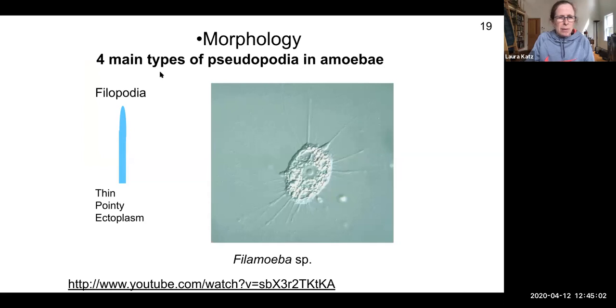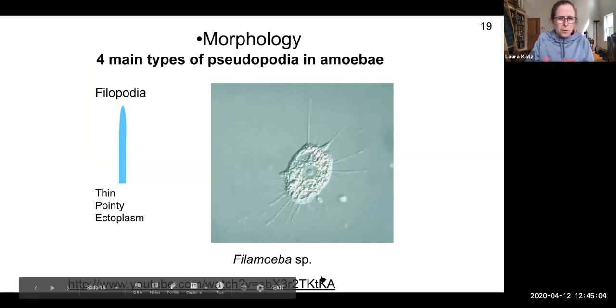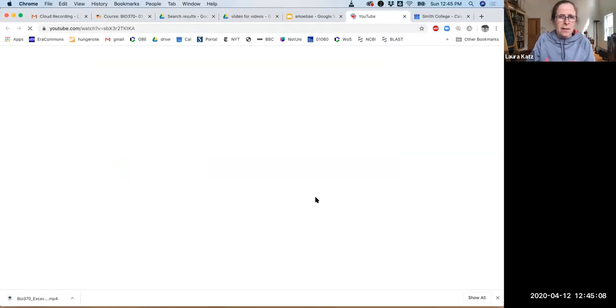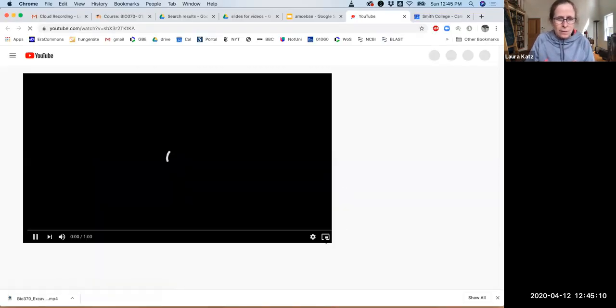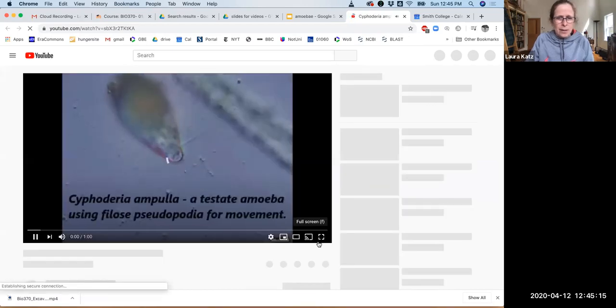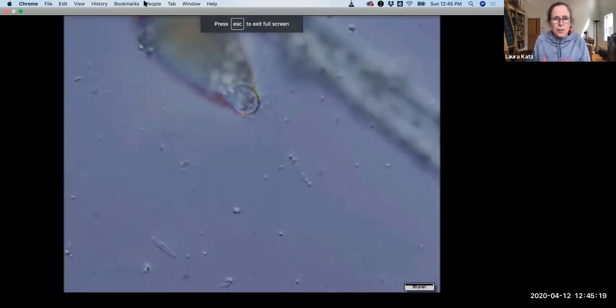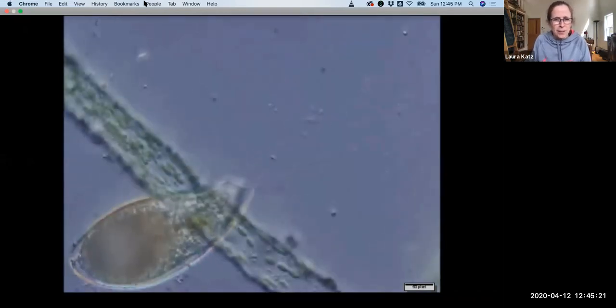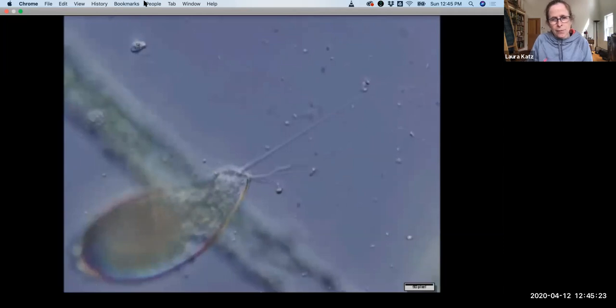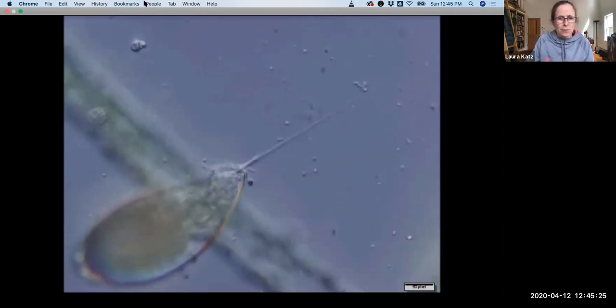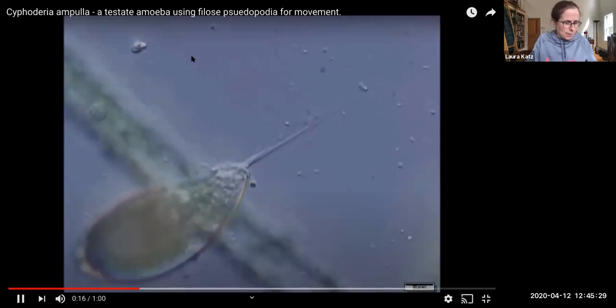Another kind of amoeba pseudopod that we see are filopseudopodia, and we're going to see these in a little bit in the rhizaria. But here is a short video of an amoeba with these fine pseudopods. So this one happens to fall in the rhizaria. Most of the fine pseudopod amoeba fall within rhizaria. And we do see these in labs sometimes.